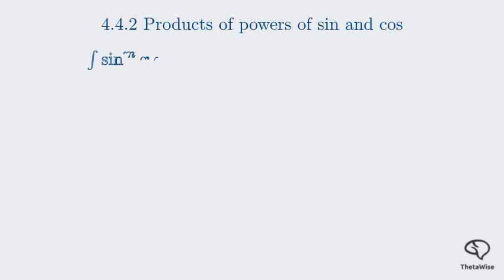We now move on to our second objective, integrating products of powers of sine and cosine. This section covers integrals of the form sine to the power of m x times cosine to the power of n x, where at least one of the exponents, m or n, is an odd number. The general strategy for these types of integrals is to use a u substitution.